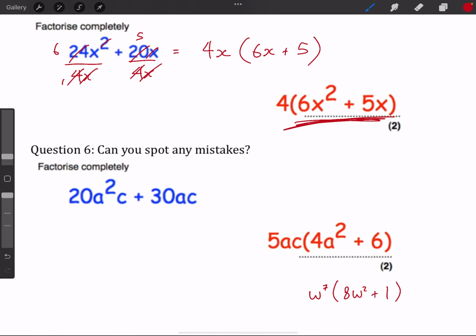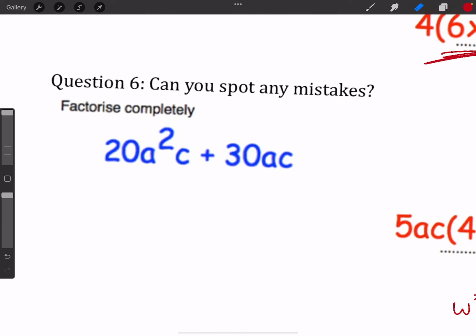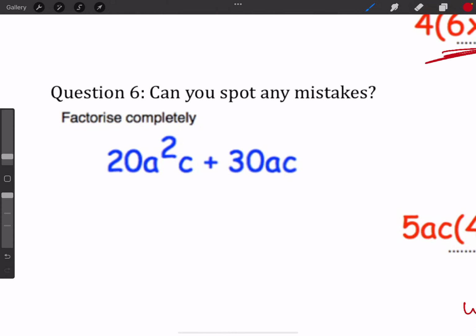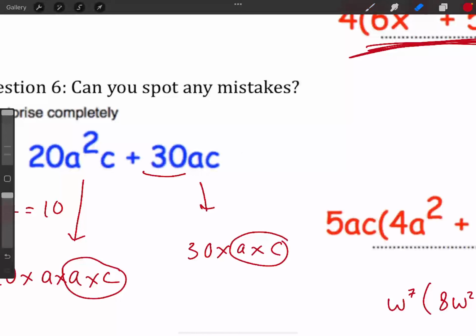All right, question 6, can you spot any mistakes? Okay, so let's see. Let's factorize this completely. So we've got 20 and 30. The highest common factor is a 10 for the numbers. And the letters, let me just rewrite this. This is 20 times A times A times C. This one is 30 times A times C. Let's look at the letters. What do we have in common? Well, they both have AC in common, so I can factorize the AC out as well. So first of all, the numbers will be a 10 and the letters will be an AC.